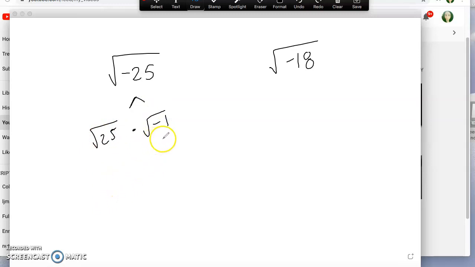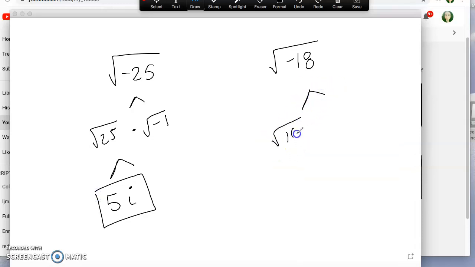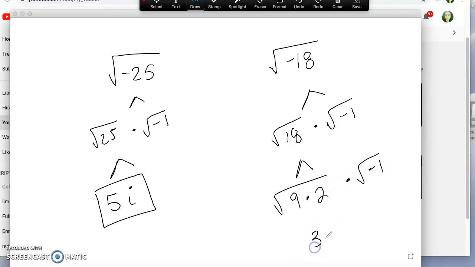We split into a product of square root of -1 and the other factor. Then this continues to 5 times i, right? Then here we have the square root of 18 times the square root of -1. Then 18, we have the square root of 9 times 2. And then here we have 3 radical 2 times i, which is 3i radical 2.